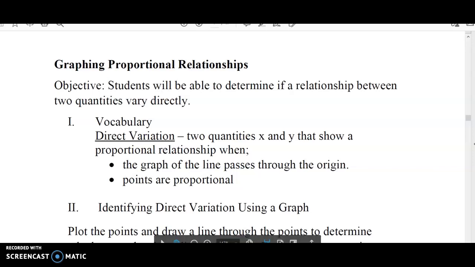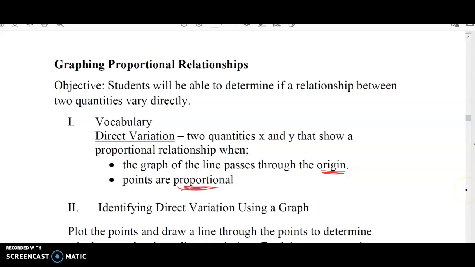Today we're going to look at something called direct variation. That is when two quantities, x and y, show a proportional relationship. When you graph your line, it's going to pass through the origin. If that's the case, it's going to show direct variation, or your points are proportional.